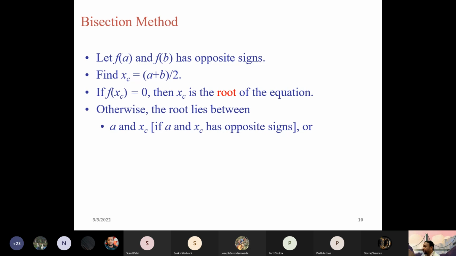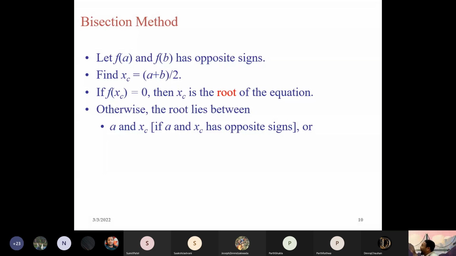Right? Now, what can be there? I have the length A and B. Suppose it was 8 meters. After the first iteration, it becomes 4 meters now. Now, if I divide the 4 meters, I have the left side 4 meters and the right side 4 meters. Means now A to XC, XC to B.